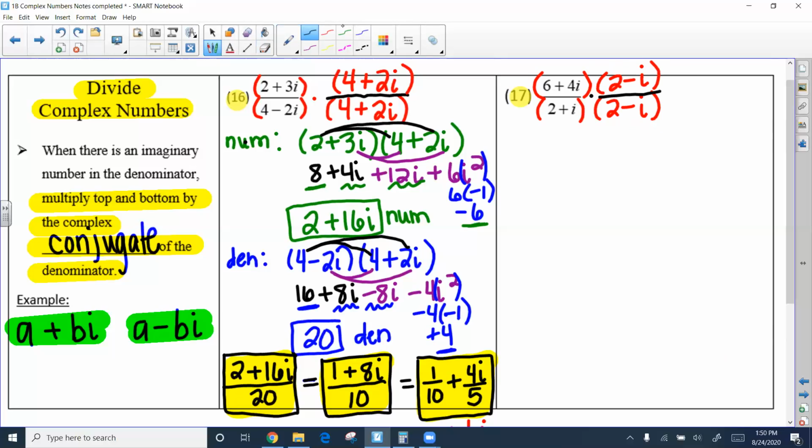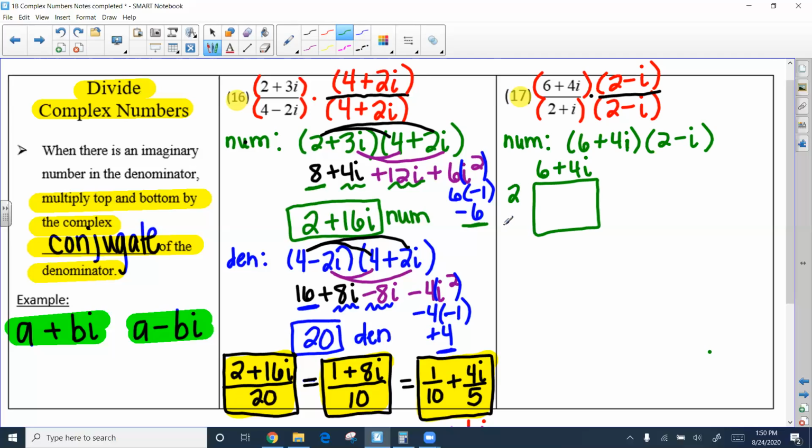All right, the numerator. So this is just the numerator. I'm multiplying 6 plus 4i times 2 minus i. And if you prefer, you can use box method. The previous example, I did not use box method. This one, I'm going to show the box method, but you don't have to use it, you could use whichever one is more comfortable for you. All right, so I'm multiplying 6 plus 4i times 2 minus i.